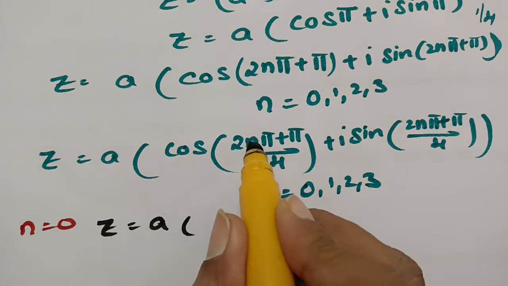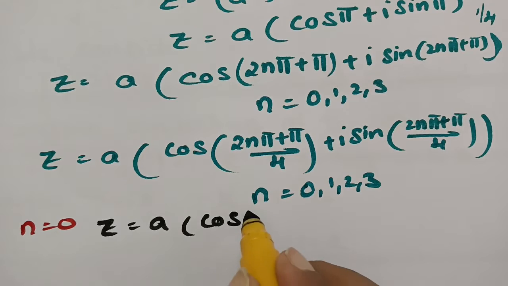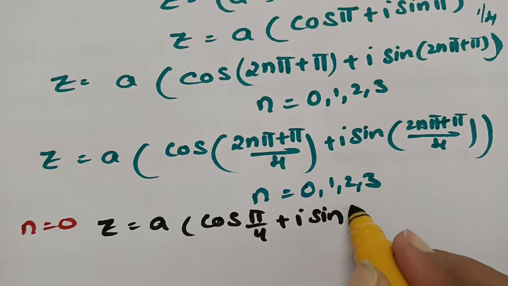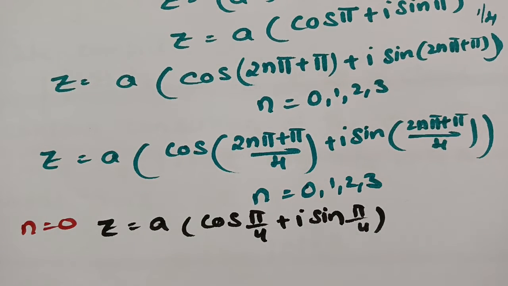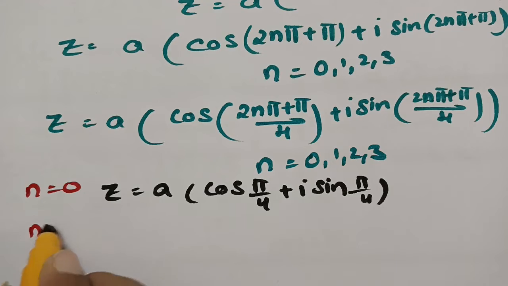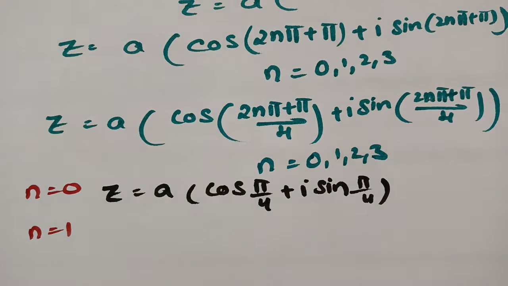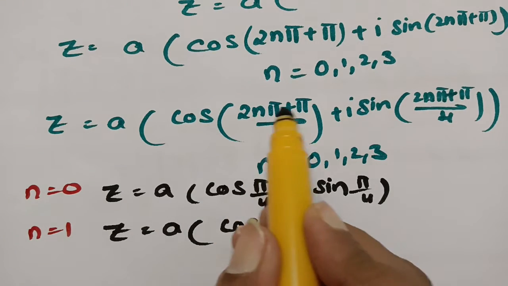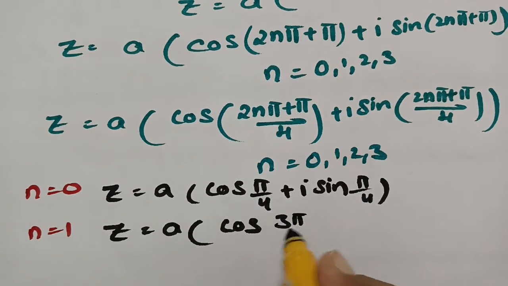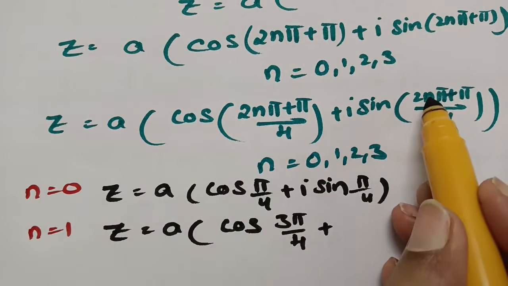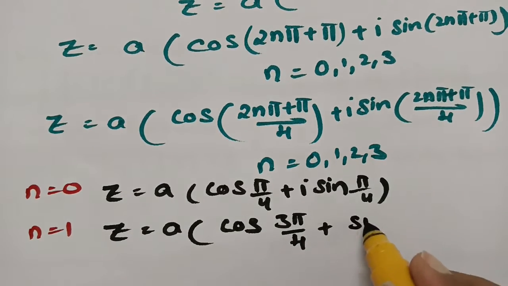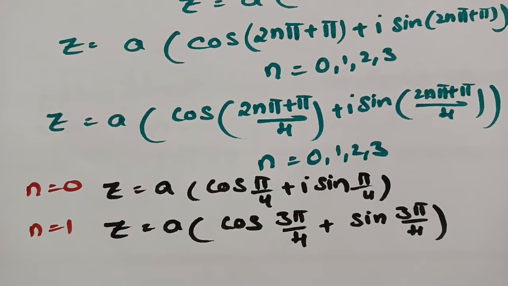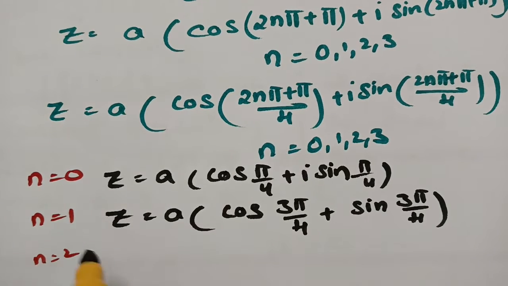a times of, so if I keep 0 here, what is the pole here? That is cos π/4 + i sin π/4. Here n is equal to 0, this will be π/4. And next, if you keep n is equal to 1, see what happens? z is equal to a times cos (2π + π), which is equal to 3π/4. Clear? And here if you keep n is equal to 1, this will be sine 3π/4. Clear?